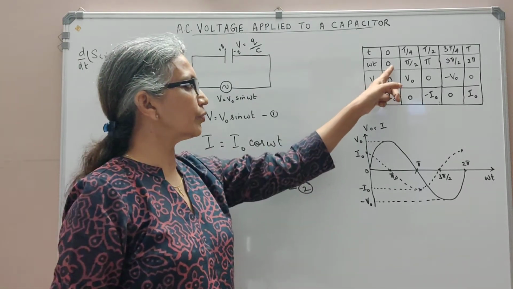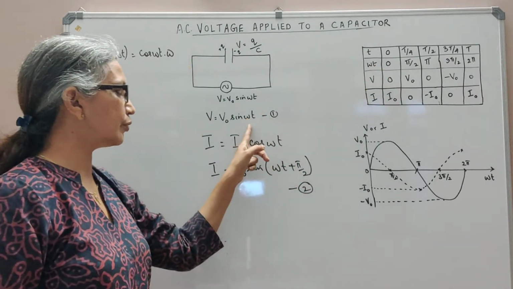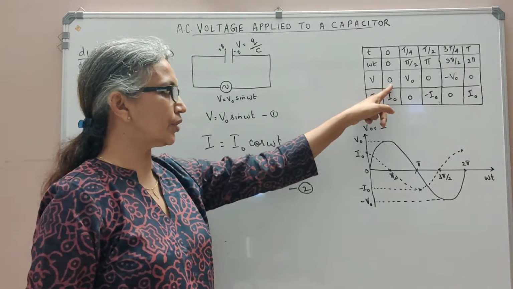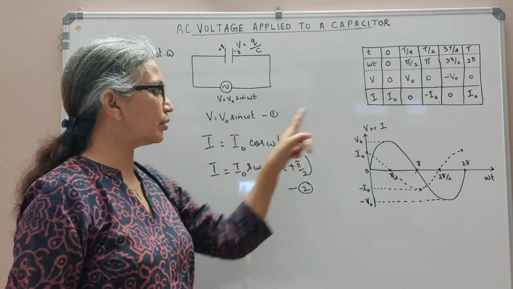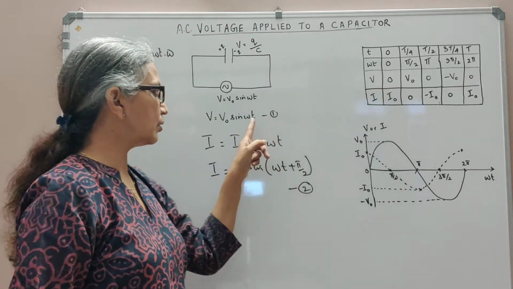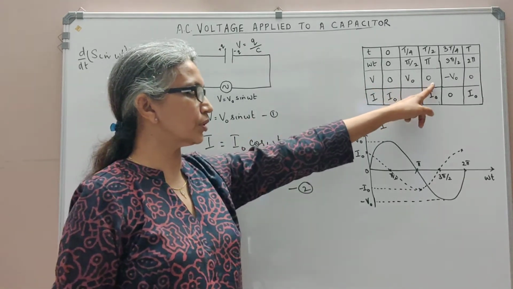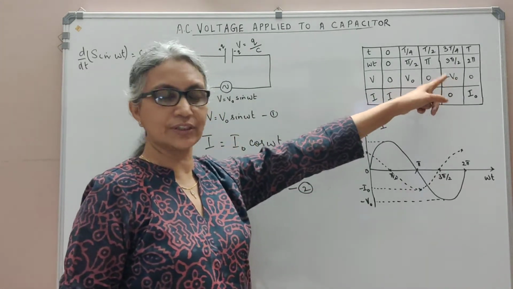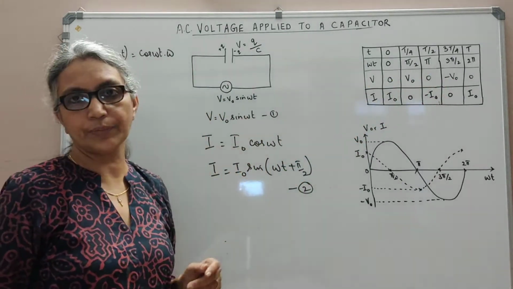So substituting these values for omega t in this function, we get the values of V. Sin 0 is 0, so we have this here. Sin 90 is 1, so we have V0. Sin 180 is 0, so back to 0. Sin 270 is minus 1, so we have minus V0 as V, and sin 2 pi will be back to 0.